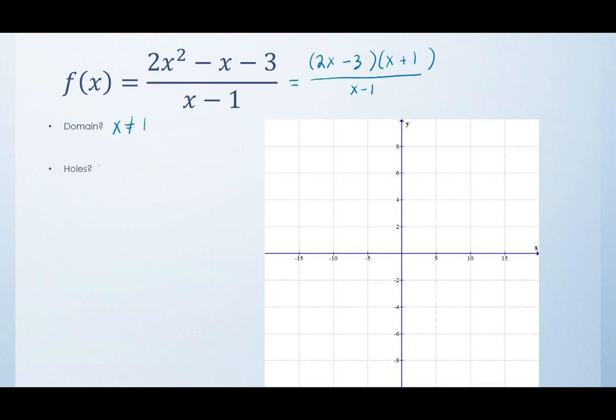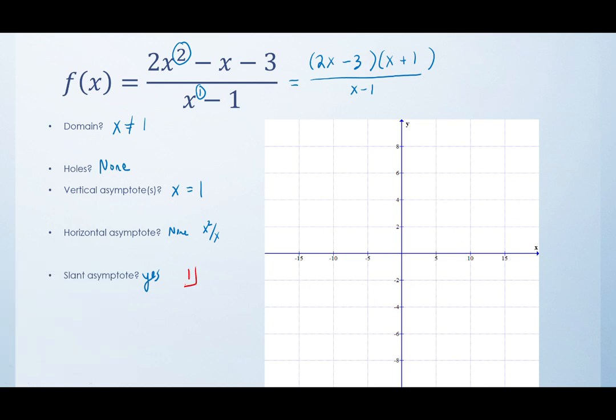Are there any holes? No, there's none, because there's no common factors in the numerator and the denominator. Therefore, we know we have a vertical asymptote at x equals 1. Do we have a horizontal asymptote? To this, we say, no, we don't, because the degree of the numerator is higher, and so no horizontal asymptote. Do we have a slant asymptote? Yes, yes we do. So we need to do that division.